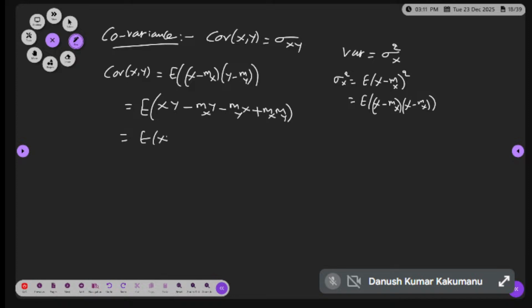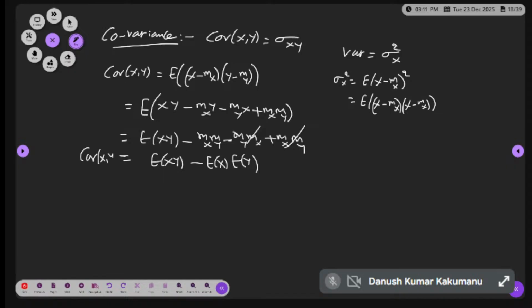E of xy minus mx into E of y, minus my mx plus mx my. These two are cancelled, which equals E of xy minus E of x into E of y. Everyone understanding? That is the covariance of xy formula.